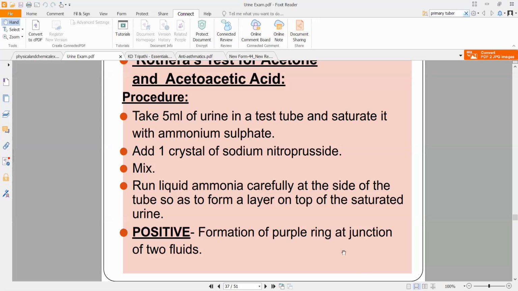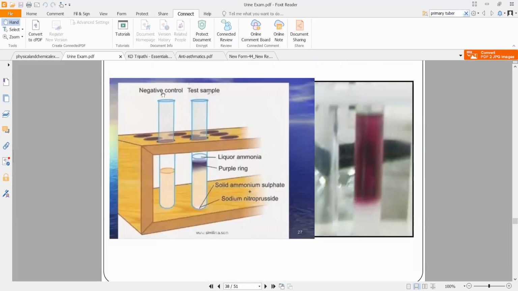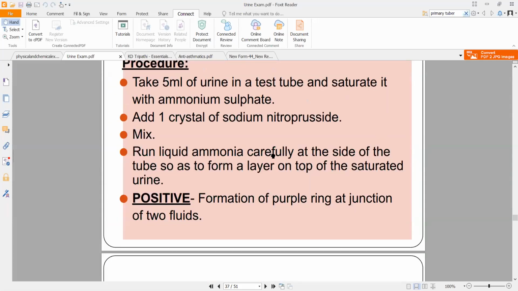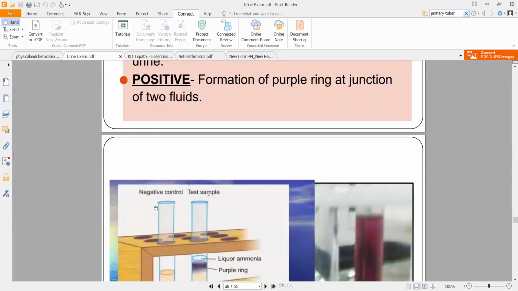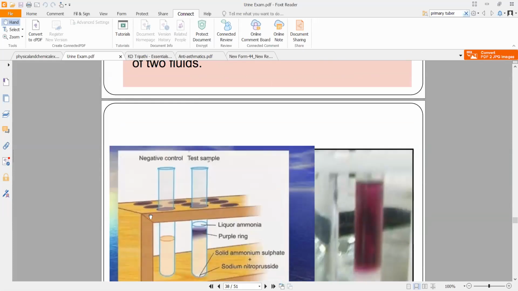Basically what you are doing, look, if you see this test tube, we are taking a negative control, meaning it does not have any acetoacetic acid or acetone. It will only have sodium nitroprusside and urine without acetoacetate. That will give a negative reaction. If you want a positive reaction, you should have acetone or acetoacetic acid for it.